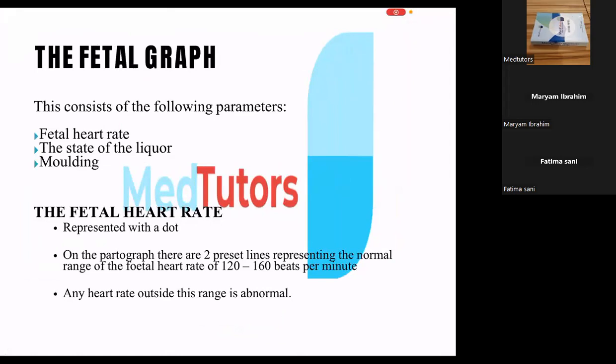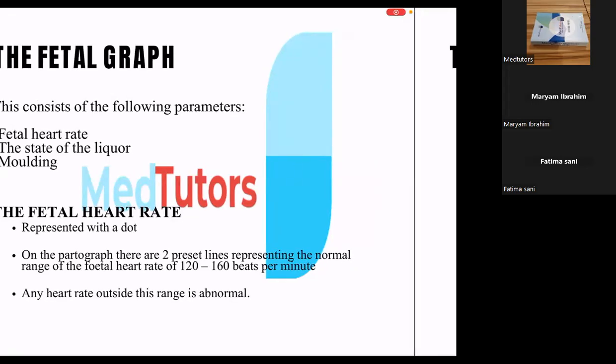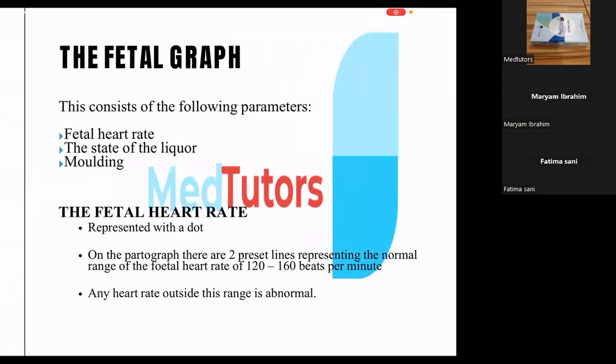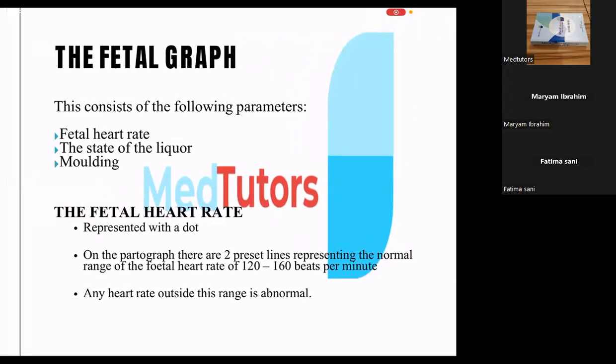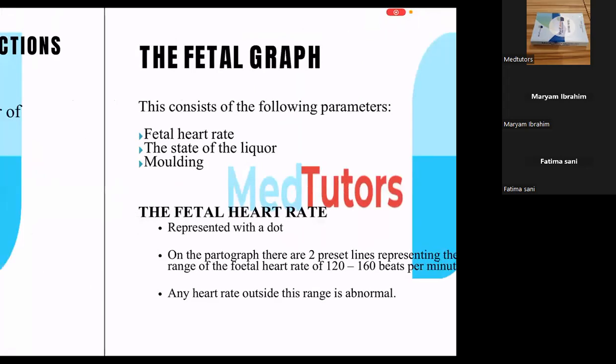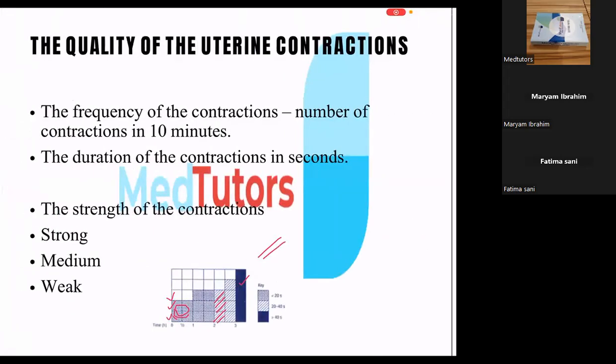Then now the fetal component or the fetal graph of the partograph. This consists of three components. You have the fetal heart rate, the state of the liquor, and molding of the head. So about the fetal heart rate, it is denoted on the partograph with a dot. And on some of the partographs, you have a preset line that represents the normal range of the fetal heart rate. The normal range should be 120 to 160 beats.